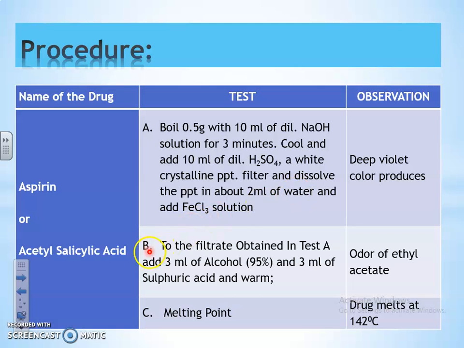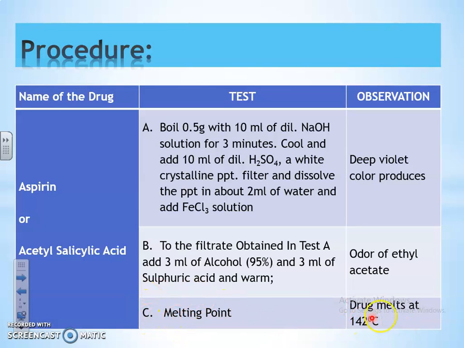If we're talking about the second test, the filtrate we obtain after the first test is useful in the second test. To the filtrate obtained in test A, add 3 ml of alcohol and 3 ml of sulfuric acid, and we have to warm it. If there is an odor of ethyl acetate, it means that it complies with the official pharmacopoeia, it complies with IP, and it passes the test, and the sample may be aspirin.